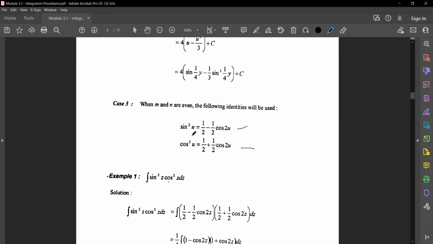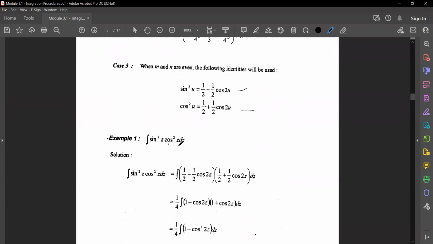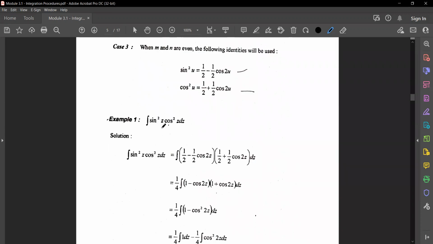Kapag yung dalawang terms natin, yung exponent nila is even. Yan. So for example, we have here integral of sine squared z cosine squared z dz. So we just substitute. Okay, substitute natin. So for the sine squared u, ito siya. So sine squared u or sine squared z, we can just have 1/2 minus 1/2 cosine 2z. Yan, ito siya. Then for the cosine squared z dz, we can have 1/2 plus 1/2 cosine 2z. So madali lang naman to kasi may notes naman kayo. Yan.